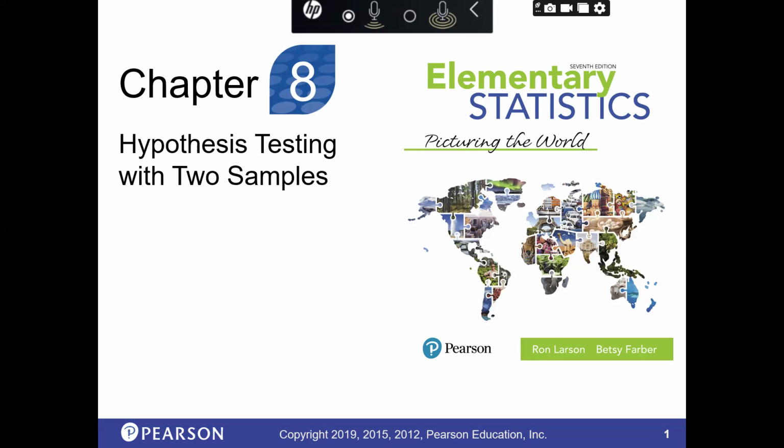Welcome to chapter 8. It is going to be very, very close to chapter 7 as far as what we're going to cover here. The only thing is, instead of having one population group that we're dealing with, we're going to deal with two. Good there? So here it is, hypothesis testing. I think it's chapter 7. So you have now two samples.